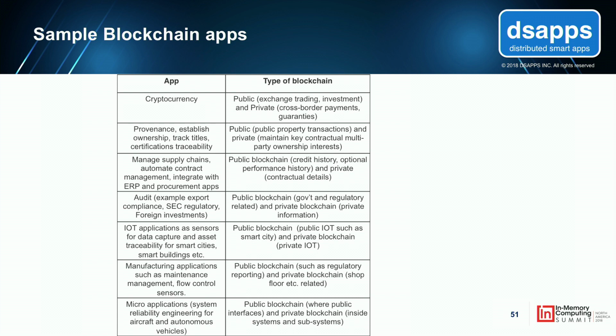Provenance, it's both public and private. So it's a combination of public and private. So you could have all the way down to micro applications. You might have an application which is looking at system reliability engineering, and you build a private blockchain and a public blockchain.